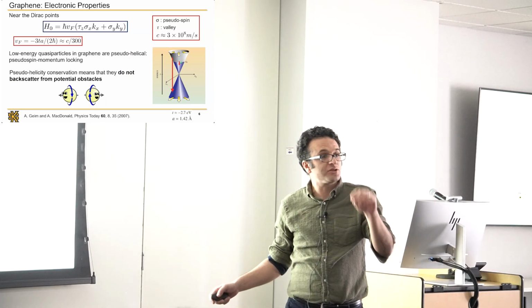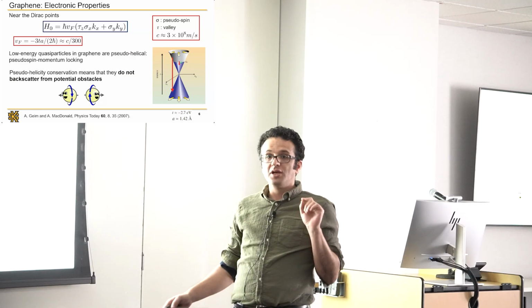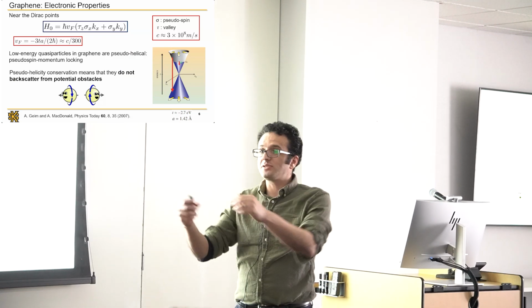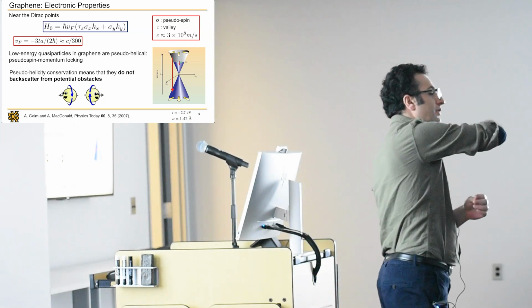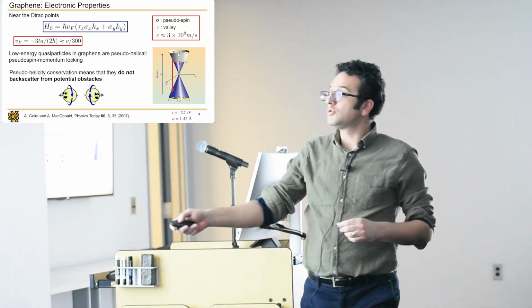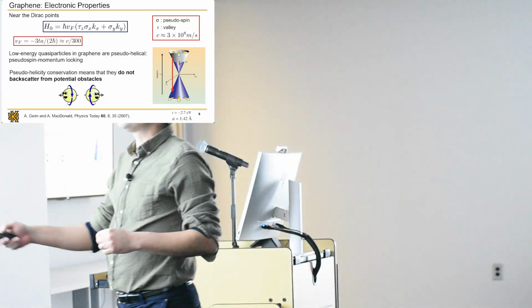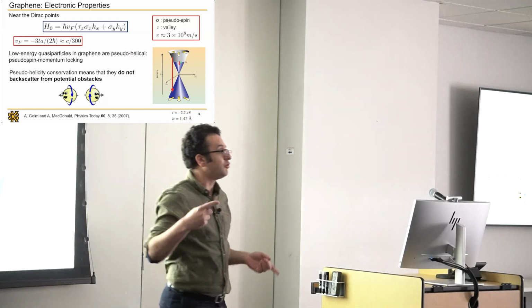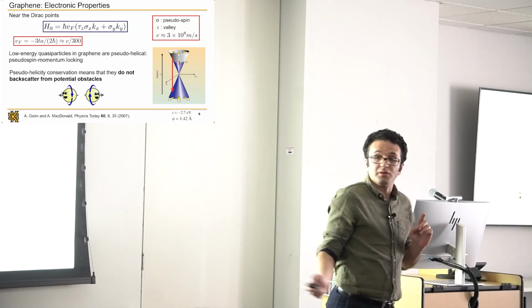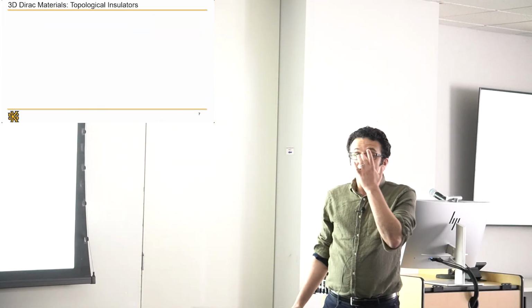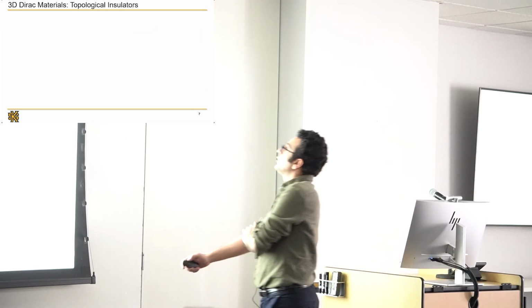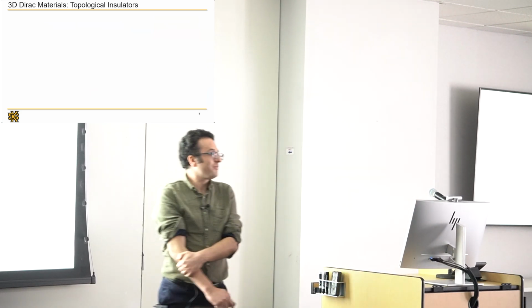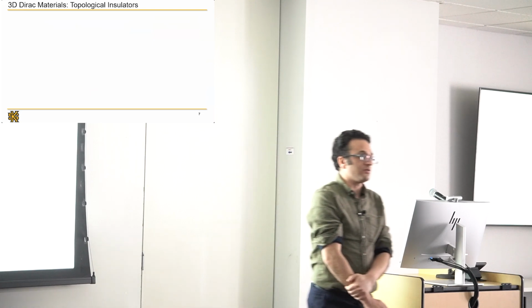So if you want your electrons in graphene to scatter backwards, you need either to mix the valleys, so have very short range impurities that could have a large momentum transfer, or you should have an impurity that leads to the flipping of the pseudo-spin from A to B. Okay? Good. So Dirac materials also exist in 3 dimensions, and this is where I'm going to give a very short description of topological insulators.